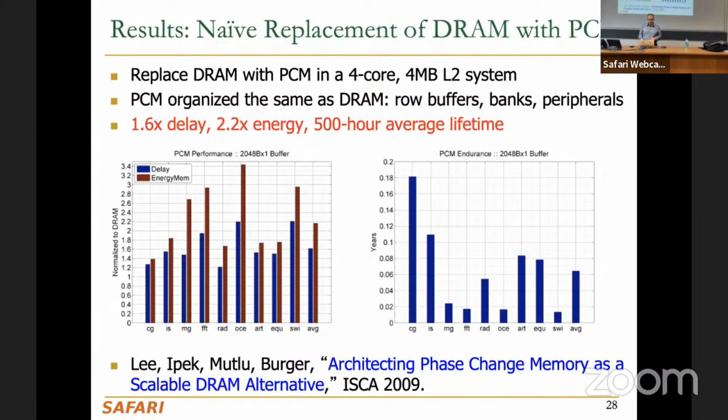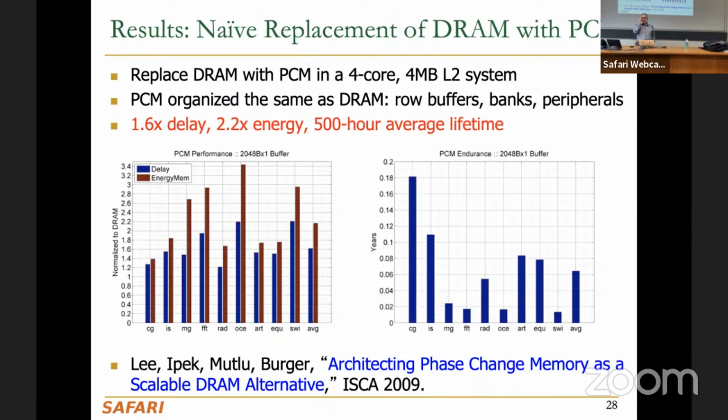So the long story short is that the results are not good. We have around 60% longer execution time, 2.2 times higher energy, and a 500-hour average lifetime. And this is actually an average. There are some applications where the lifetime is much lower, for FFT, for example. And the 60% delay is also on average. For some applications, our performance overhead is much more.